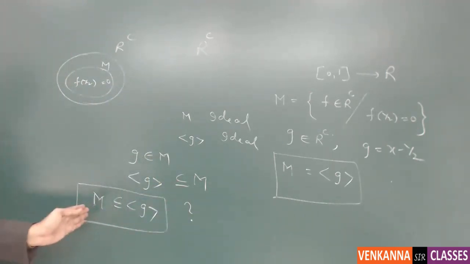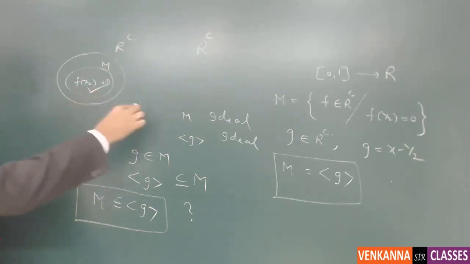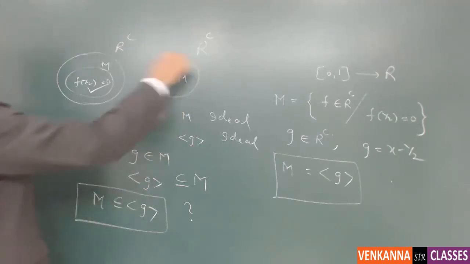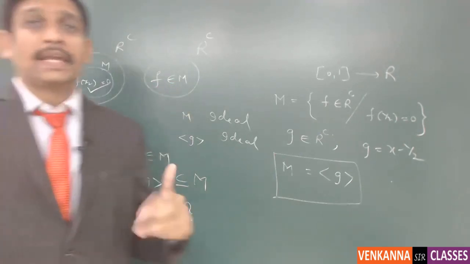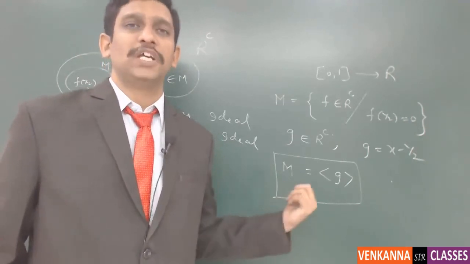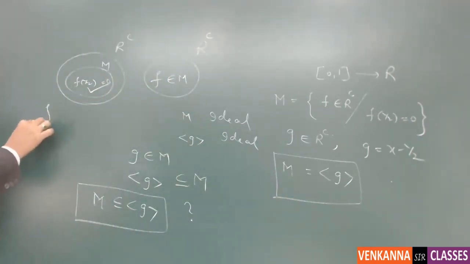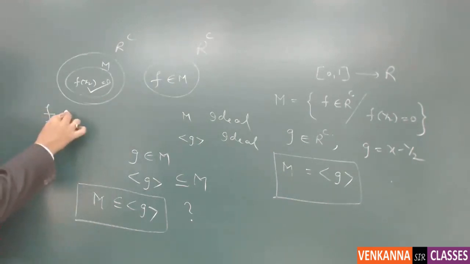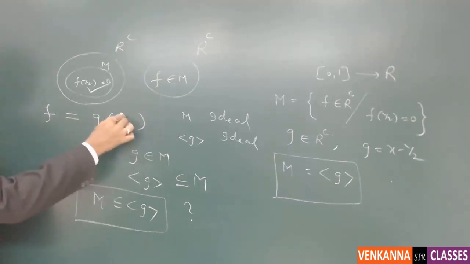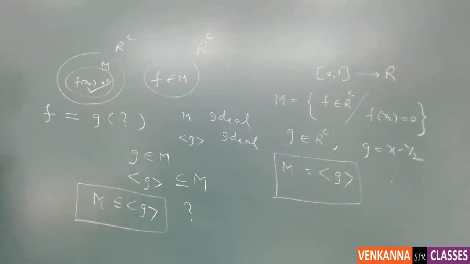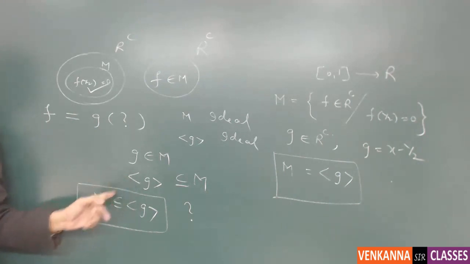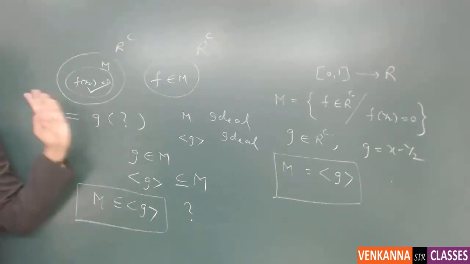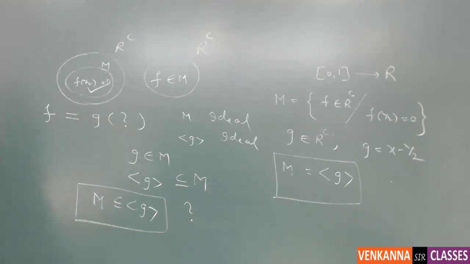Now, how can we show this? If you take any function here, we have to prove that any function in M can be represented as a multiple of G. So whatever the function f you take in M, it must be represented as G into something. So automatically, if you are able to write f like this, f will belong to this set. Therefore, M is a subset of the ideal generated by G. Hence, the claim will be proved. Are you clear with the ideology? Please tell.